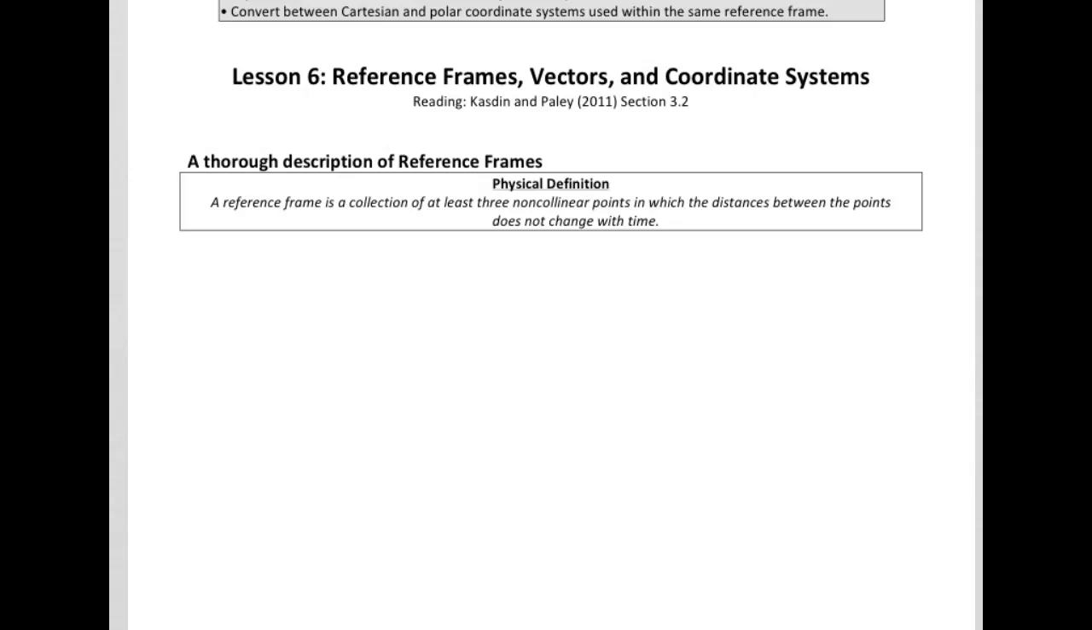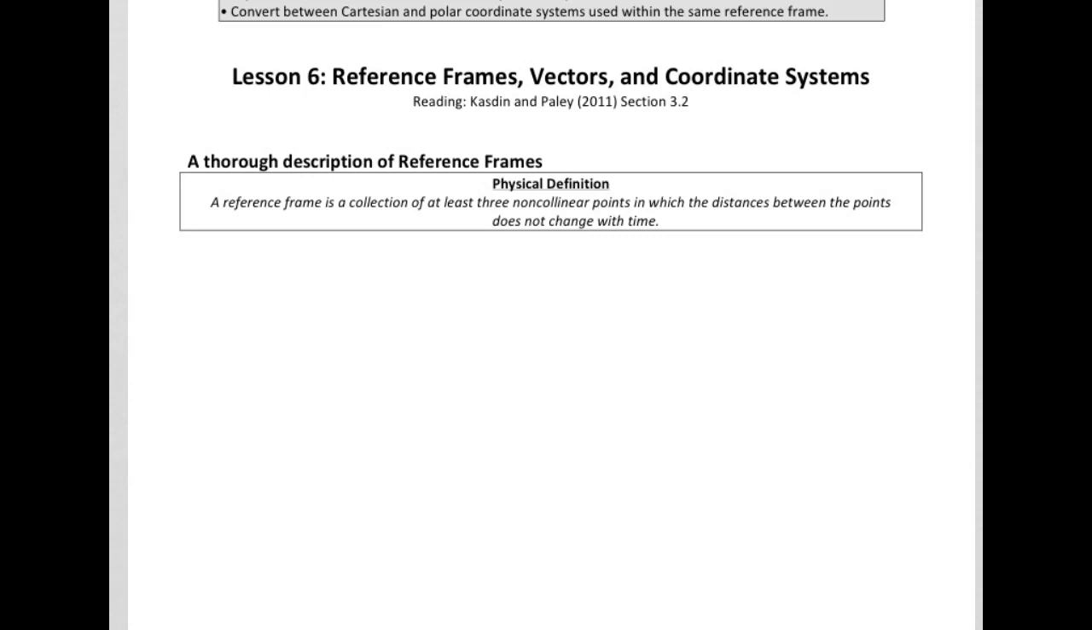Hey folks, this is lesson 6 in dynamics, and in this lesson we're going to talk about reference frames and go deep into reference frames, apply that to vectors, and then finally start converting between some coordinate systems. So we have previously defined reference frames in a very qualitative sense, and that was simply the point of view in which you observe motion. Now we're going to open this up with a couple new definitions.